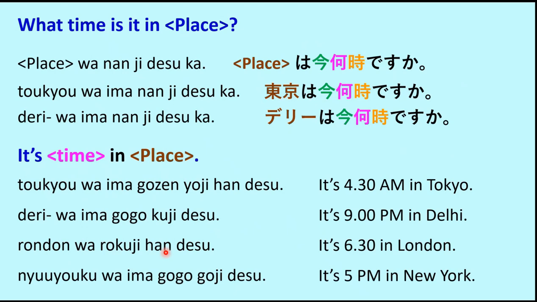New York wa ima gogo 5時 desu. It's 5 p.m. in New York. Gogo goji means 5 p.m.